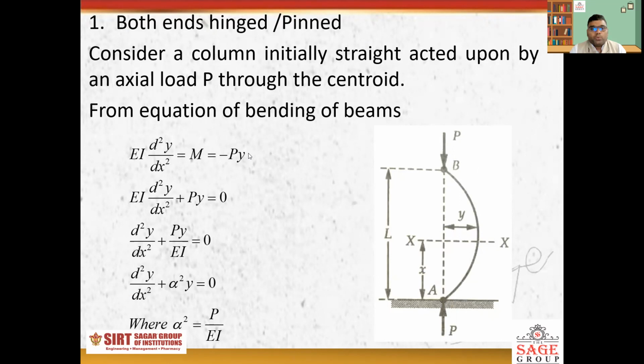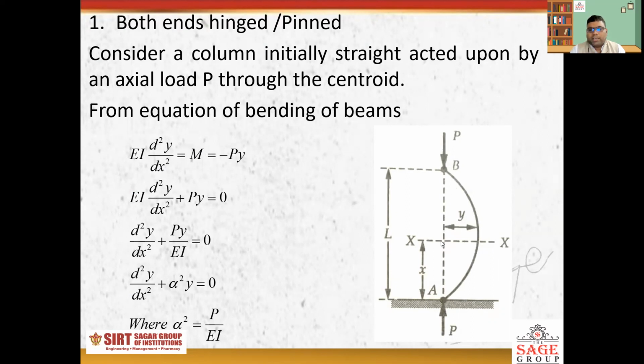We are already familiar with this equation. This is called the equation of bending of beam: EI d square y upon dx square is equal to M, where M is the bending moment. We can calculate the bending moment from the maximum displacement at this section.